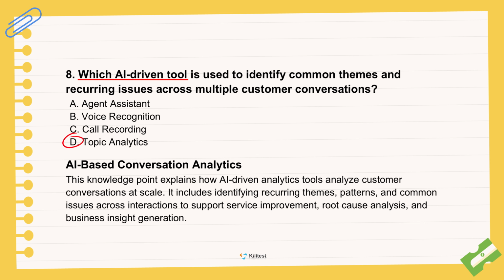A human supervisor might listen to 5 calls and think the problem is rude agents. Topic analytics scans 5,000 calls and realizes 60% of them contain the phrase payment error code 50. It finds the systemic root cause that humans are just too zoomed in to see. It changes the question from how long was the call to what was the call about. That's it, exactly. It's semantic intelligence.